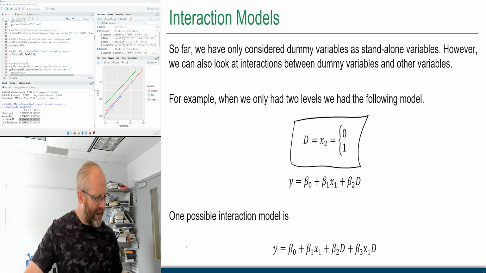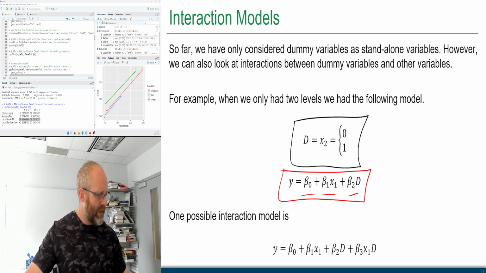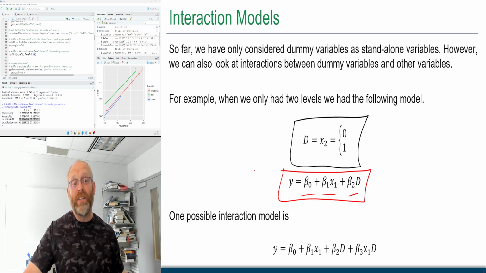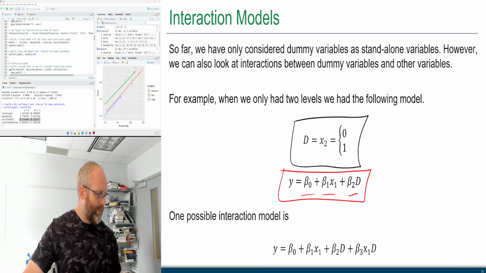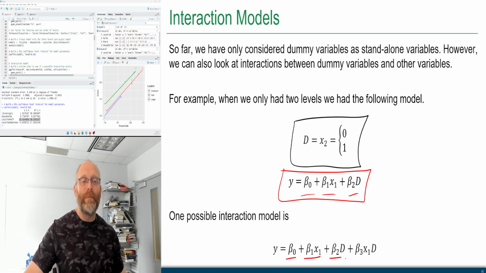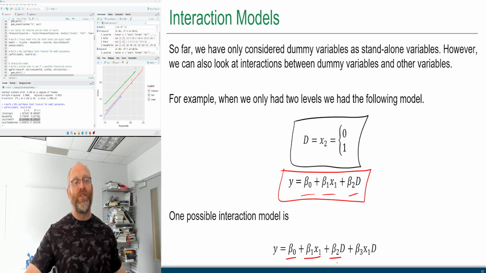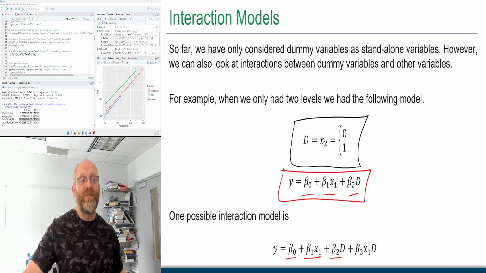Let's go back to red. I like red here better than black. So our model by default, when we only have that one dummy variable, would be y equal to beta naught plus beta 1 x1 plus beta 2 d, because two levels means one dummy variable. A possible interaction model would look as follows. Y is equal to beta naught plus beta 1 x1 plus beta 2 d, exactly the same as before. Now we're going to add on an interaction term. Now remember, d takes the value 0 or 1.